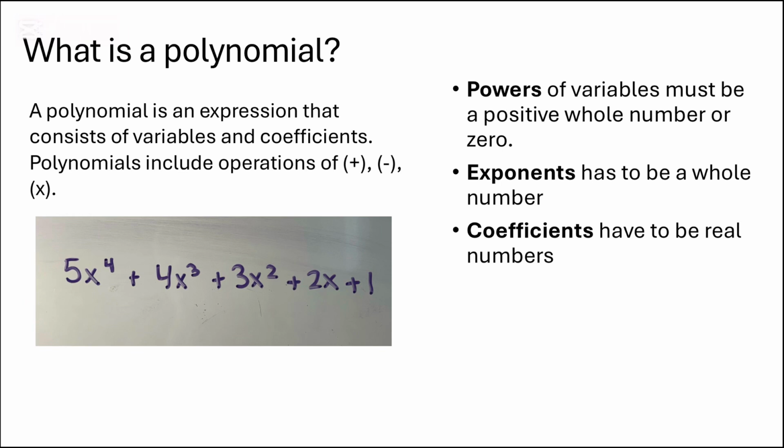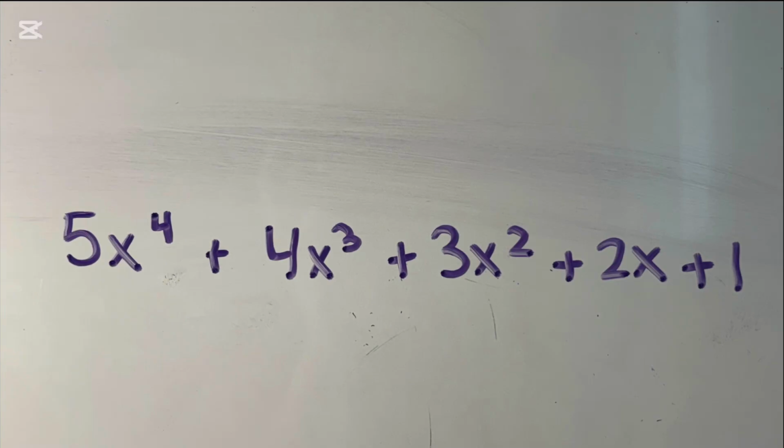So in a polynomial, there are certain things such as powers, exponents, and coefficients. Powers of the variables must be a positive whole number or a zero. Exponents have to be whole numbers, and coefficients also have to be real numbers. So when we look at this polynomial, we can see that it is a polynomial because each of the exponents are whole numbers and all of the coefficients are real numbers, making it a polynomial.